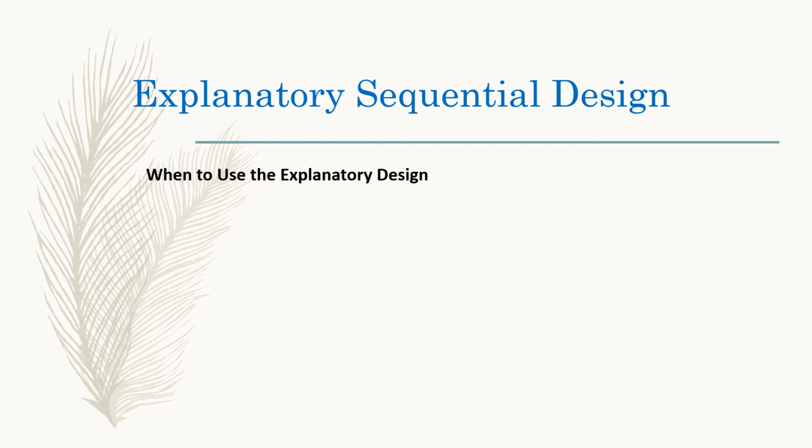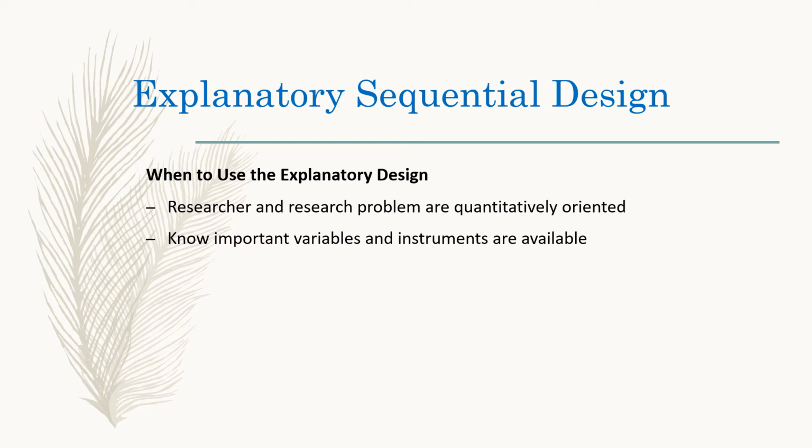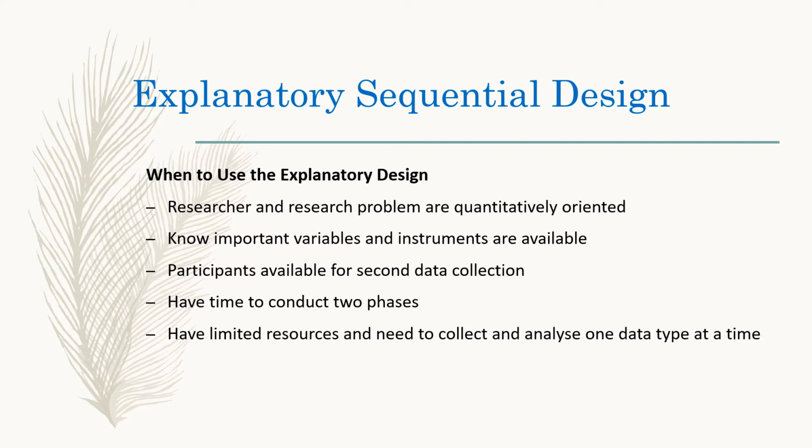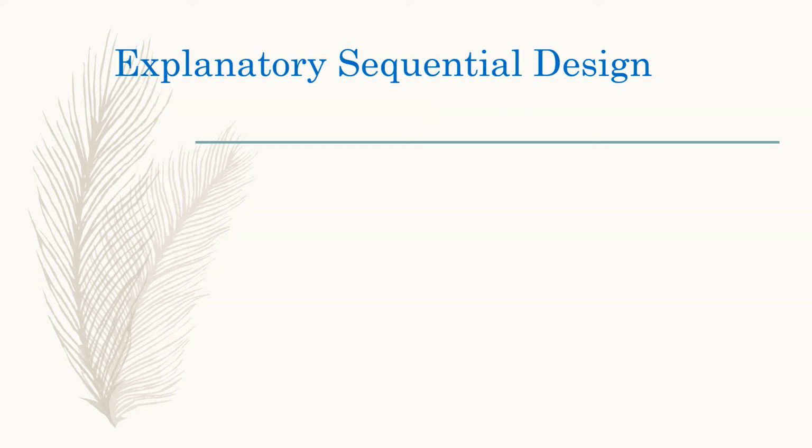So when do you use explanatory design? Number one, the researcher and research problem are quantitatively oriented. Important variables and instruments are known and available. Participants are available for a second data collection, you have time to conduct the two phases, and you have limited resources and need to collect and analyze one data type at a time. Lastly, new questions emerge from your quantitative results.